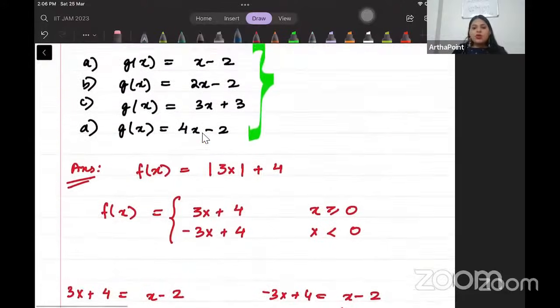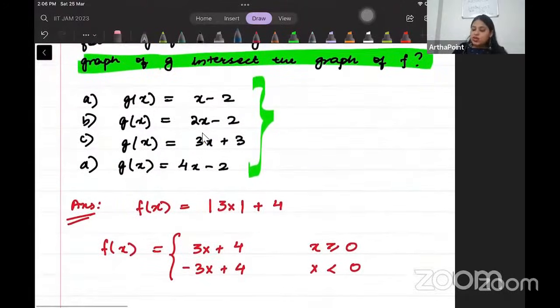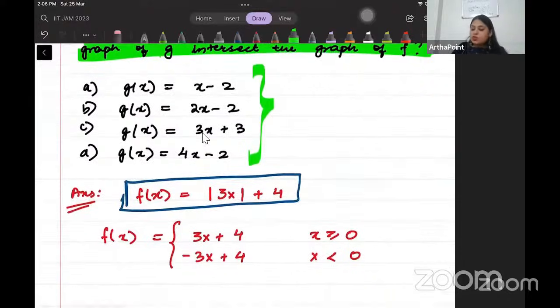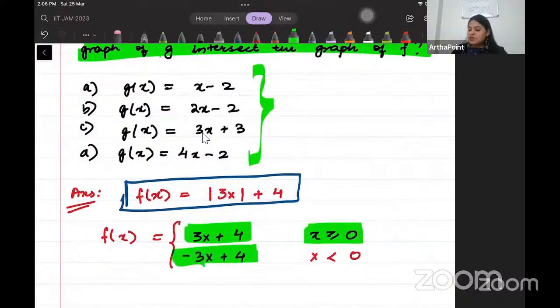So what you can go ahead and do is, you can just open up this function. When I say 3x plus 4, it is going to be 3x plus 4 when x is greater than or equal to 0. When I open up the mod, it is going to be minus 3x plus 4 when x is less than 0, right? Now, what I'm supposed to do is find the point of intersection, right?